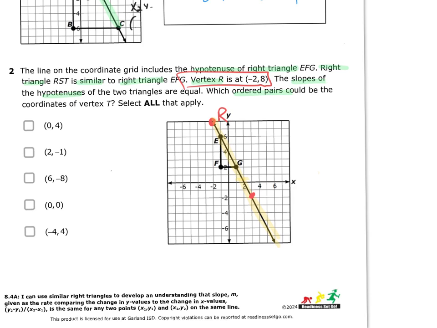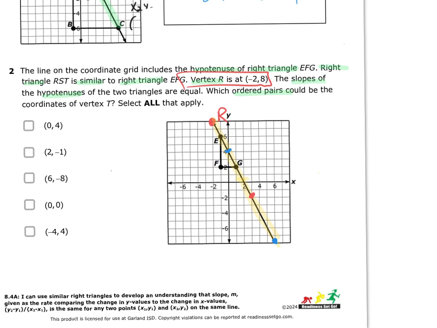So from this list, the 2 points that would work are (0, 4), there it is, and (6, -8). Let me show you where those are. Here they are. And the thing that's special about these 2 points, the thing that makes them work, is that they are both on the yellow line that I highlighted, right? They are both on the hypotenuse of triangle EFG if we were to extend that hypotenuse further. That's why they work.